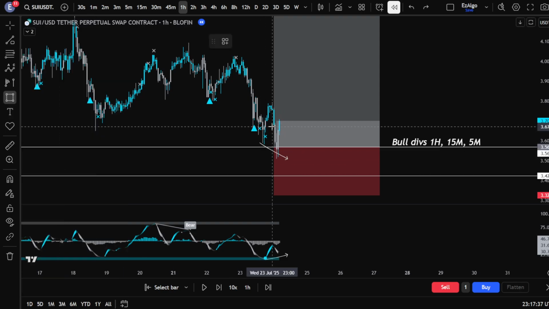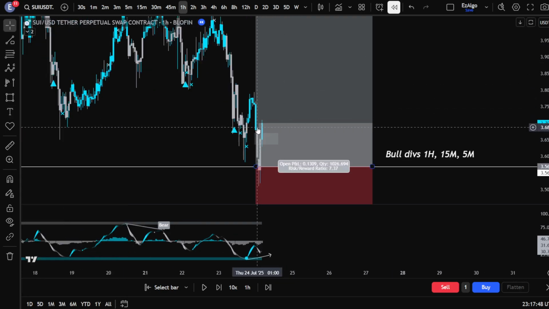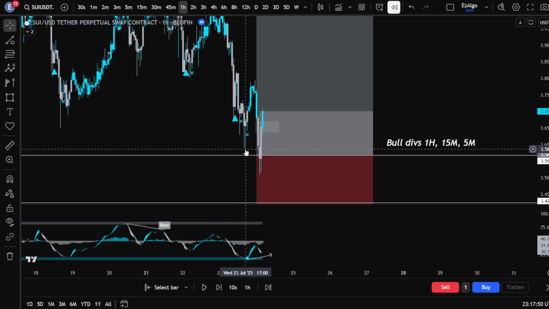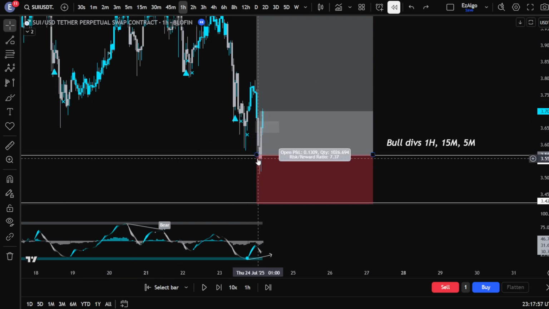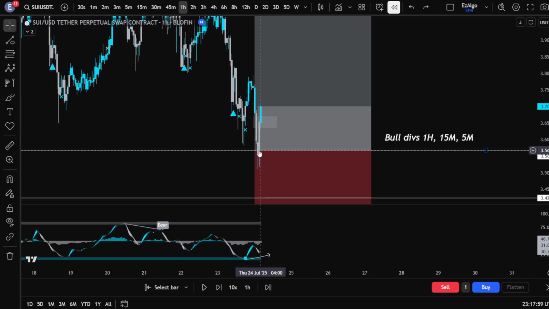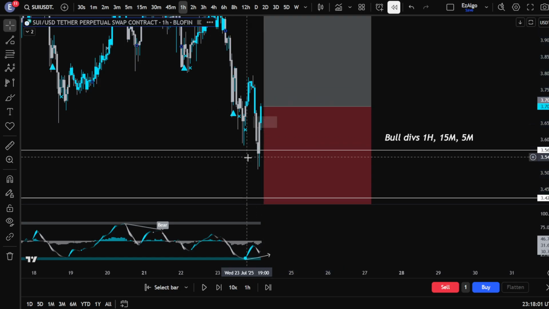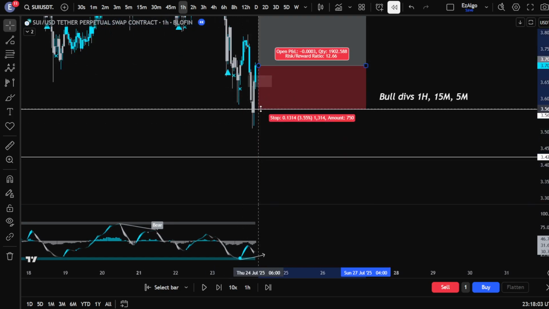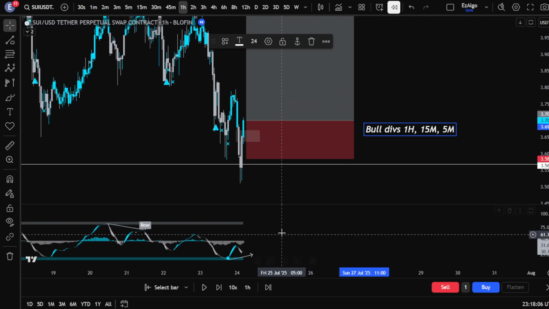And we see my manipulation model playing out in real time. All that is a sweep of external liquidity. In this case, we have a sweep of internal liquidity into an inverse fair value gap, reclaiming that inverse fair value gap with that buy signal. So if you didn't catch this limit order entry, you could enter the long right here with your stop loss below that inverse fair value gap.